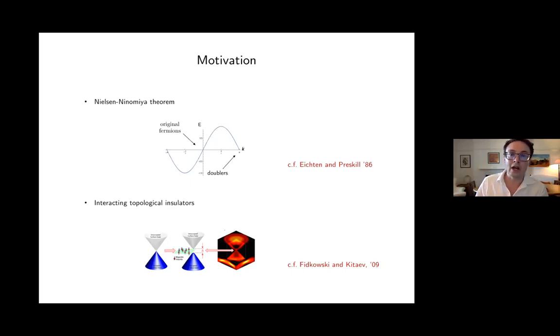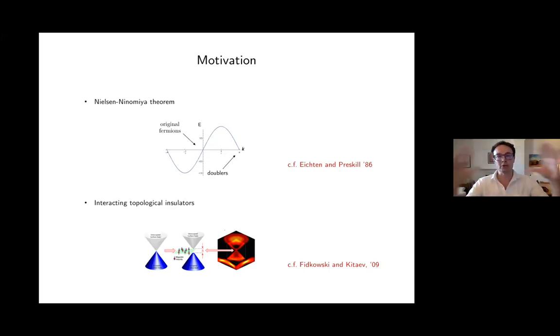And I think the general feeling of anyone who's thought about this is that it should be possible to circumvent this no-go theorem, although to date, no one has succeeded in doing that, at least not at the level of actually simulating chiral gauge theories. And the first, I think, real interesting attempt to do this dates back to the mid-80s and work of Eichten and Preskill. And Eichten and Preskill suggested the following.